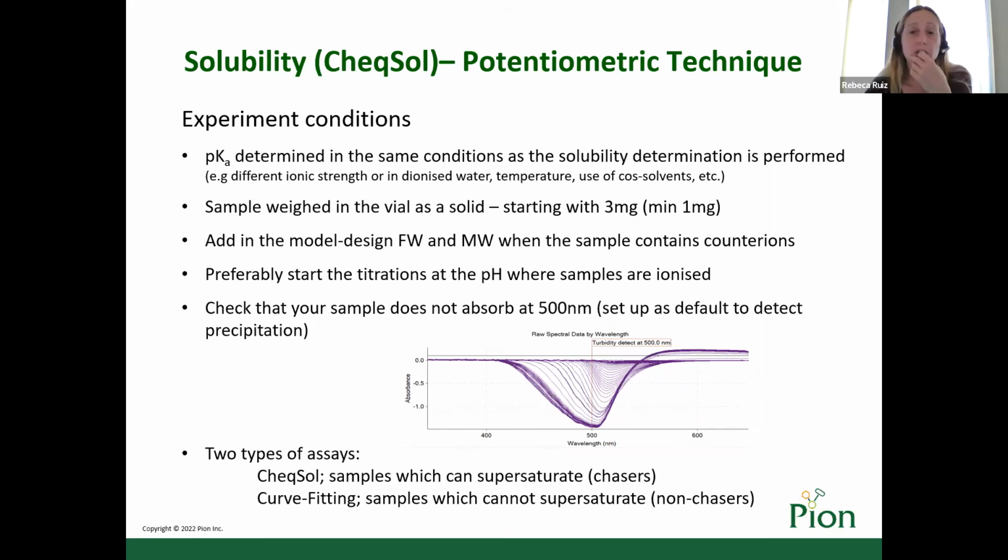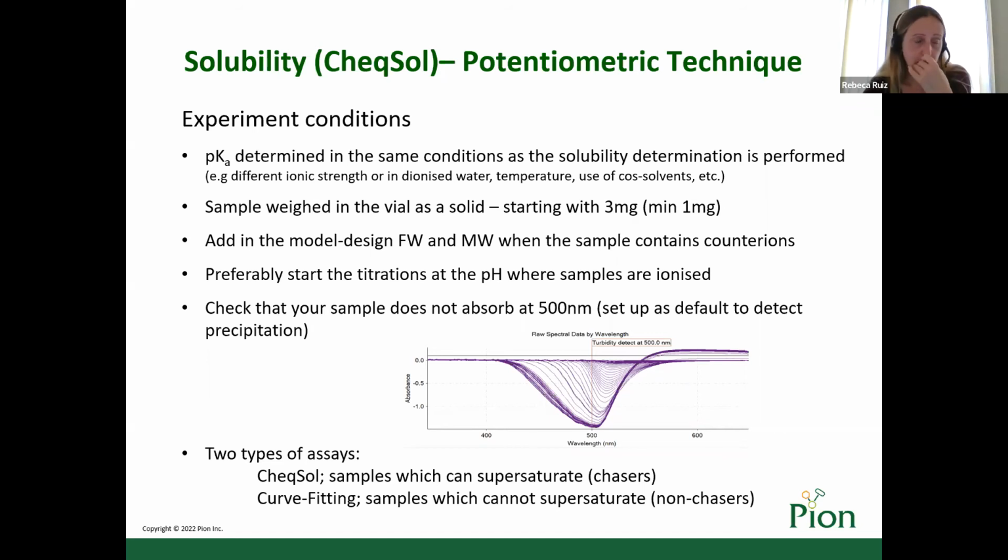As we are in the potentiometric technique, more or less the same bullet points are going to be used here, like the sample is weighed in the vial as a solid. The model design needs to include the formula weight, the molecular weight with all the counterions present, aprotics or protics, and start when the sample is ionized: low pH for the bases and high pH for the acids.